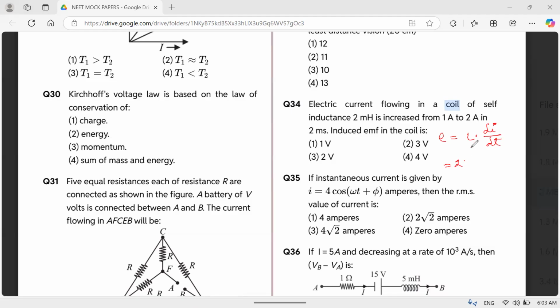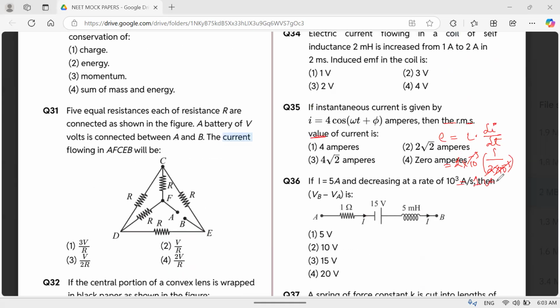Time is given for me. Inductance is 2 millihenry. 2 into 10 power of minus 3 into di by dt. Change in current is how much for me? 2 minus 1. It will be 1. In how much time? 2 milliseconds. It is 2 into 10 power minus 3. So how much am I getting right now? This will get cancelled. 2 and 2 get cancelled. It will be 1 volt. Okay. Sure.